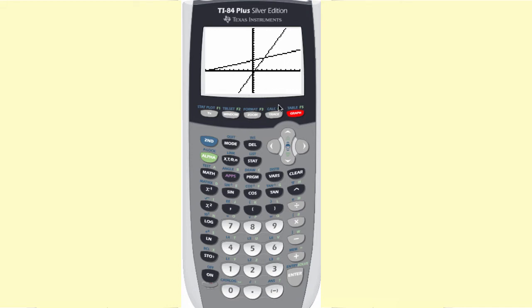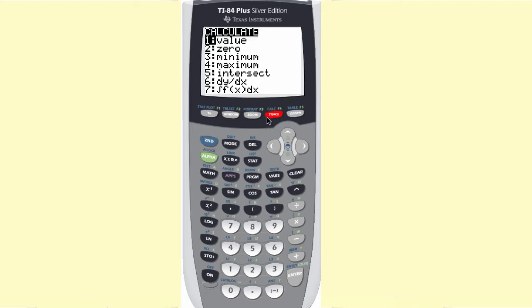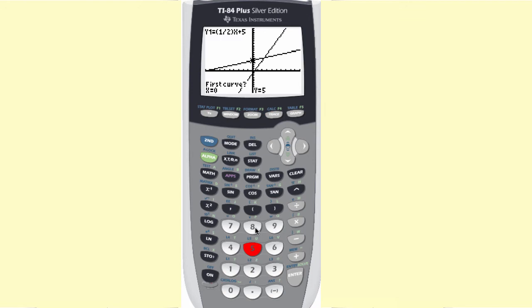So we need to find that intersection. Go to second, and then trace, which is calculate, and then we're going to do intersection, which is option 5. I'm just going to press enter. It's on the first curve. Enter again. It's on the second curve. Guess. Yeah, it is going to guess, but it'll be an accurate guess. Okay, so it says x equals 2.4.